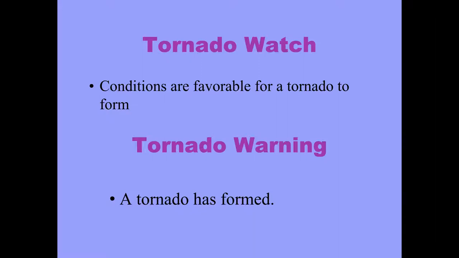Now, when a tornado watch is given by the National Weather Service, that means conditions are favorable for a tornado to form. And that can last for hours, just like the severe thunderstorm watch that is also issued. When a tornado warning is given, that means there is evidence that a tornado has formed. And at that point, you are supposed to be taking shelter.